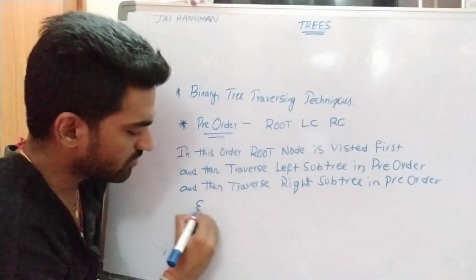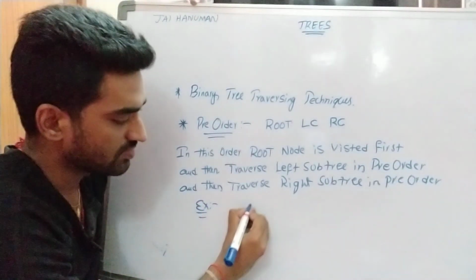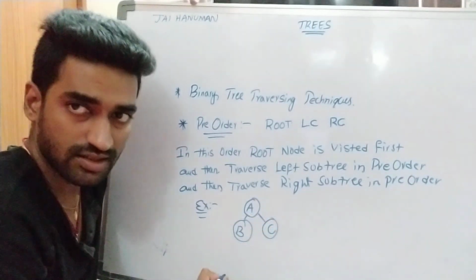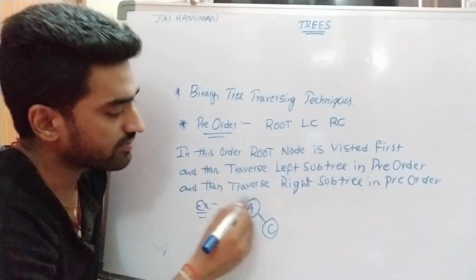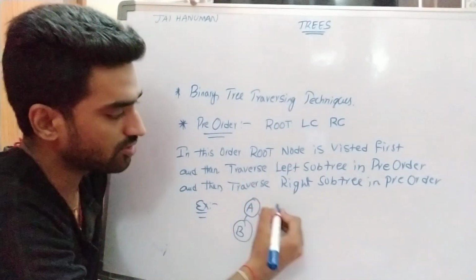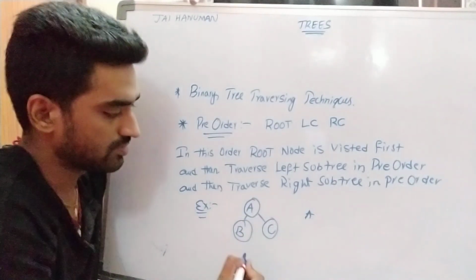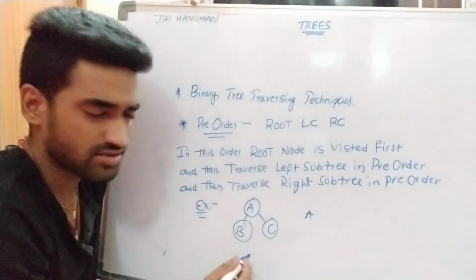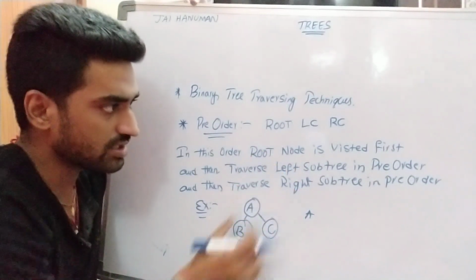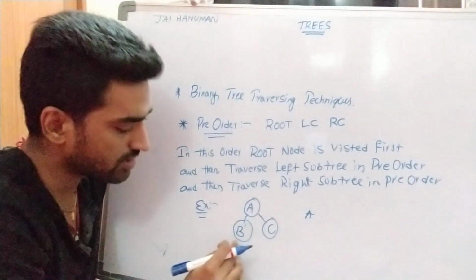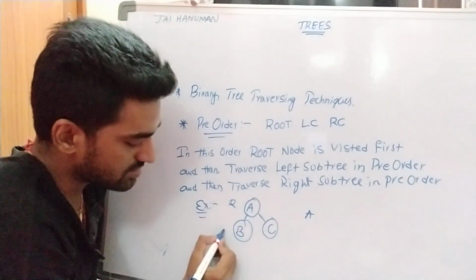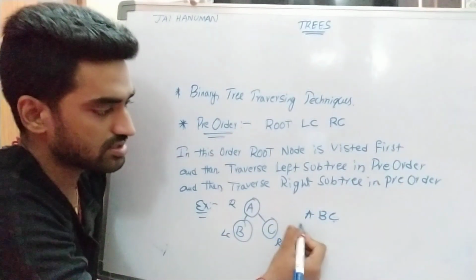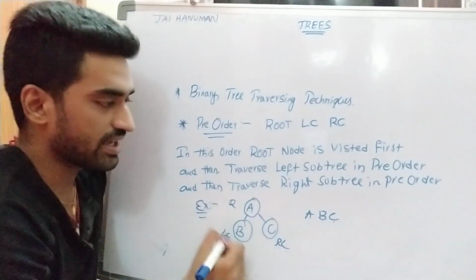Here I am taking one simple example: A, B, C. This is our binary tree. What is the pre-order traversal? First of all, we visit the root node. What is the root node? A. For this tree, there are no subtrees for the left child or the right child, so there is no need to apply pre-order on the left and right subtrees. Directly we write the left child. This is the root, this is the left child, this is the right child. So A, B, C is the pre-order for this binary tree.